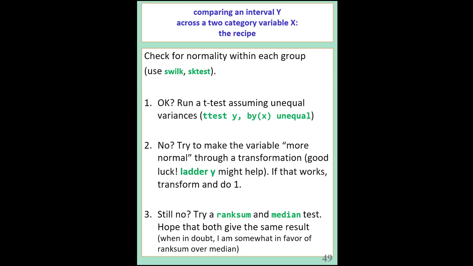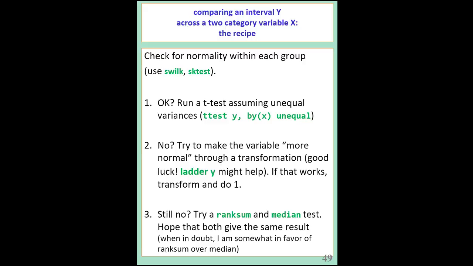And that brings us back to the whole recipe that we had. Swilk and ttest, we saw that, testing for normality. If it works, great, run your t-test and assume unequal variances. That'll work. If it doesn't work out so well with the normality test, try a transformation. If that works, great, go with that.